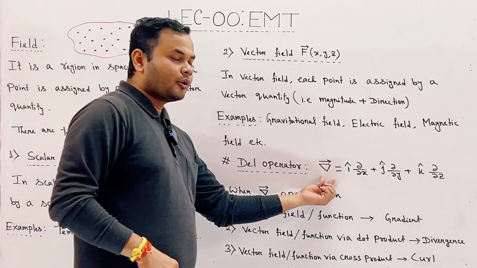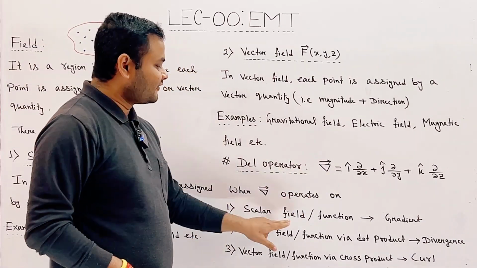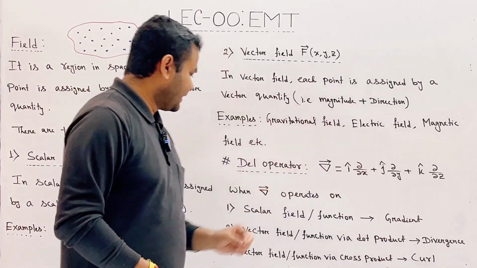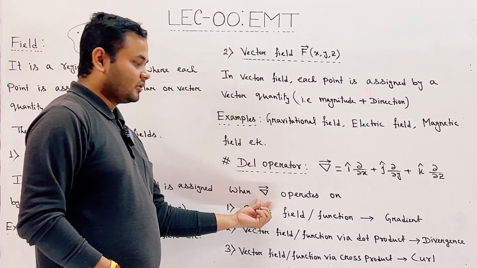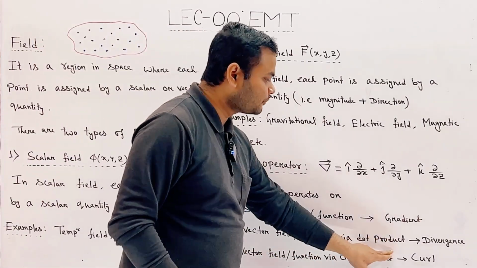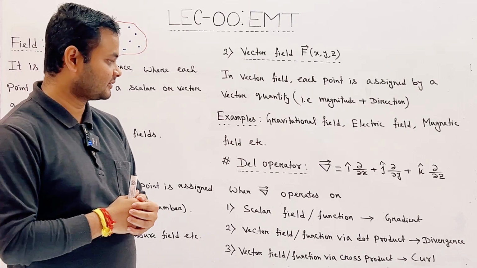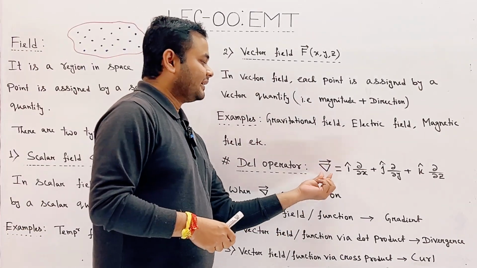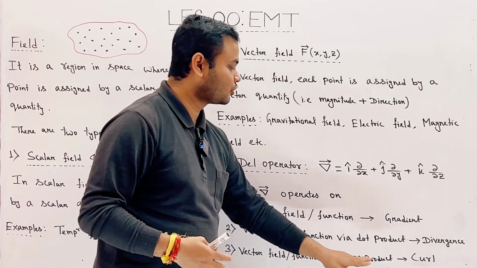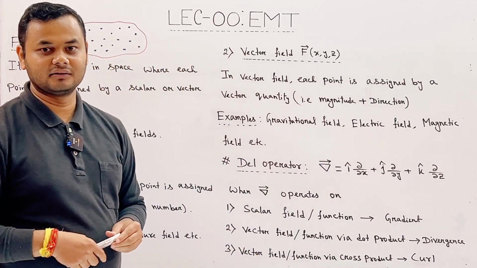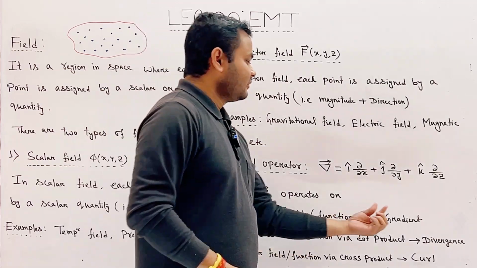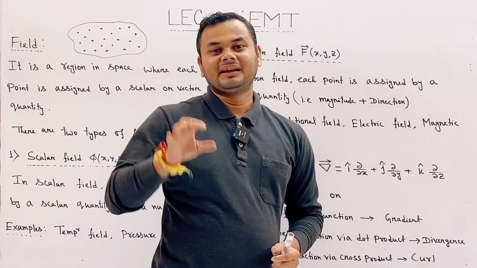When this del operator operates on scalar field or scalar function, then we get the gradient. Again, when this del operator operates on vector field or vector function via dot product, then we get the divergence. Again, when this del operator operates on vector field or vector function via cross product, then we get the curl. In my next section, I will explain gradient, divergence and curl in detail.